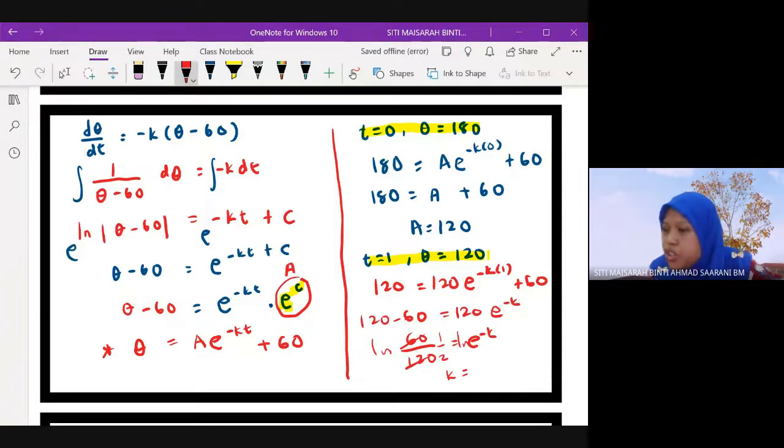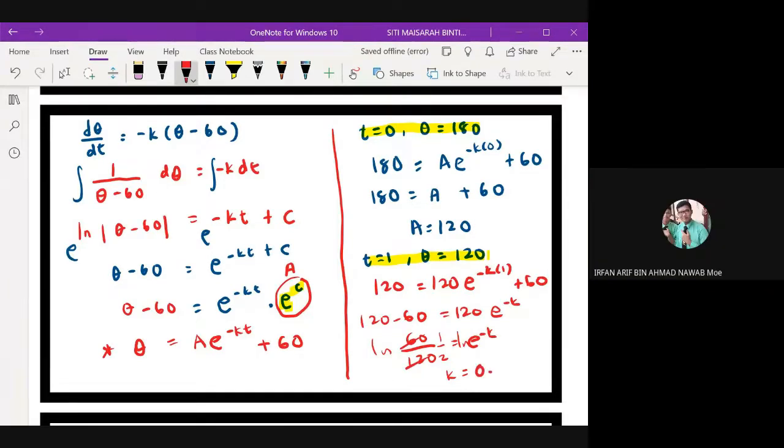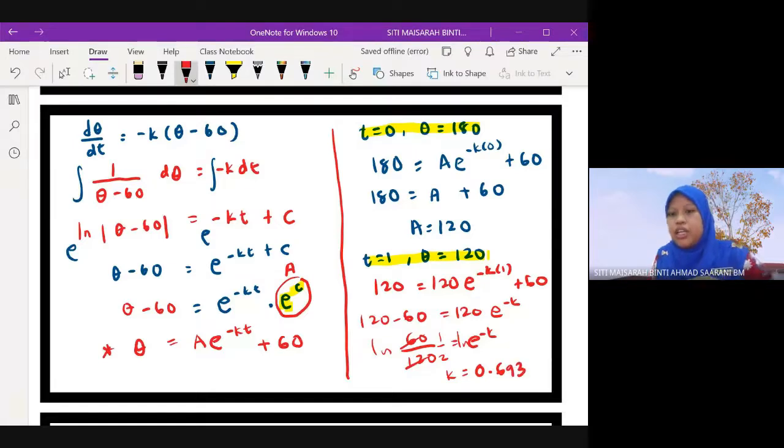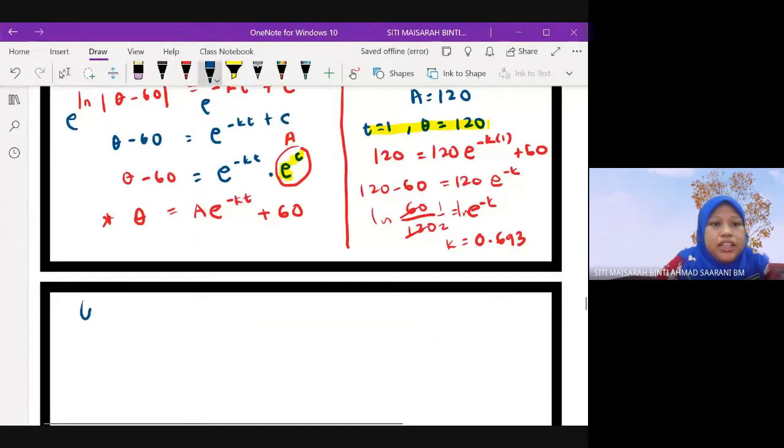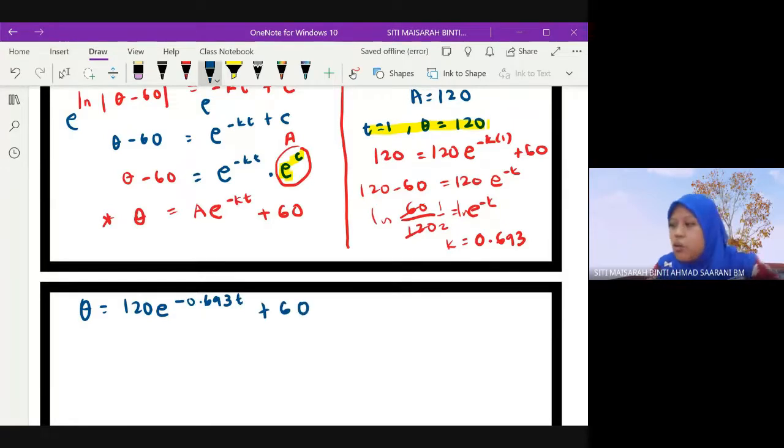So ln both sides. So we get K equals... we have to calculate ln 1/2 first. What is ln 1/2? Let me calculate, I didn't bring a calculator. Negative 0.693. Negative? Negative or positive? ln 1 over 2. Oh, it's negative. So K is 0.693. Okay, so finally we can conclude that our theta is theta equals 120 E to the power negative 0.693 T plus 60. This is our theta.